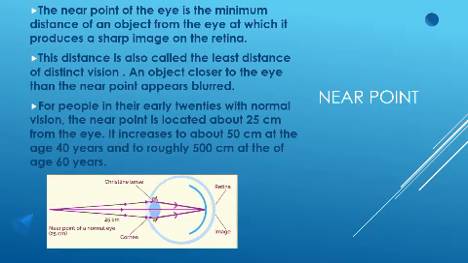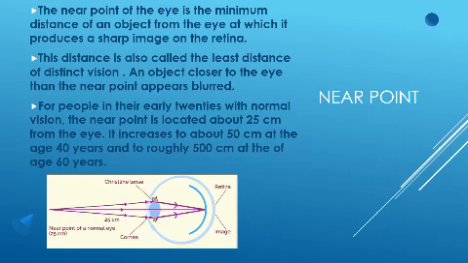Now we will discuss the near point for the eye. The near point of the eye is the minimum distance of an object from the eye at which it produces a sharp image on the retina. This distance is also called the least distance of distinct vision. An object closer to the eye than the near point appears blurred.